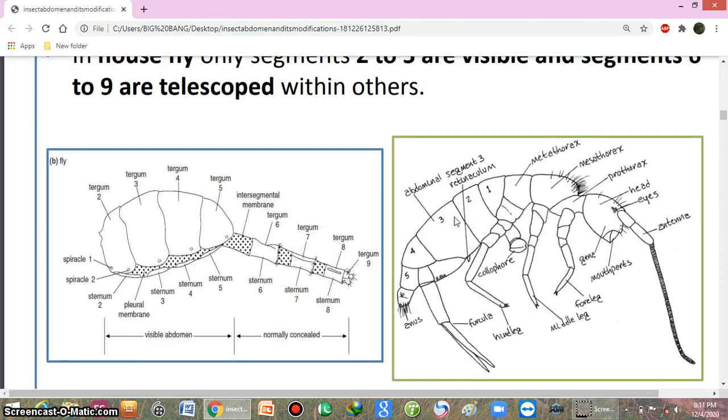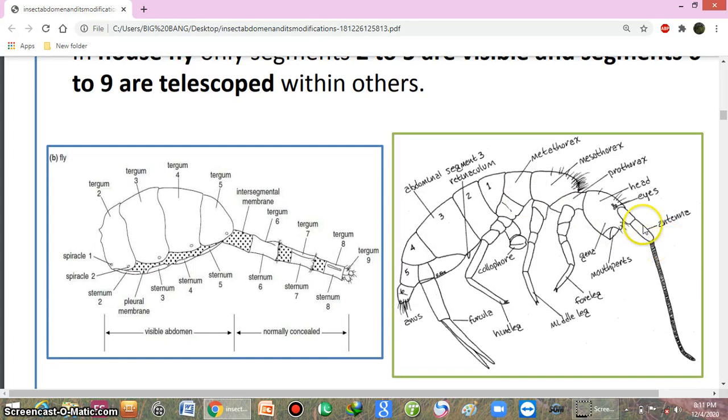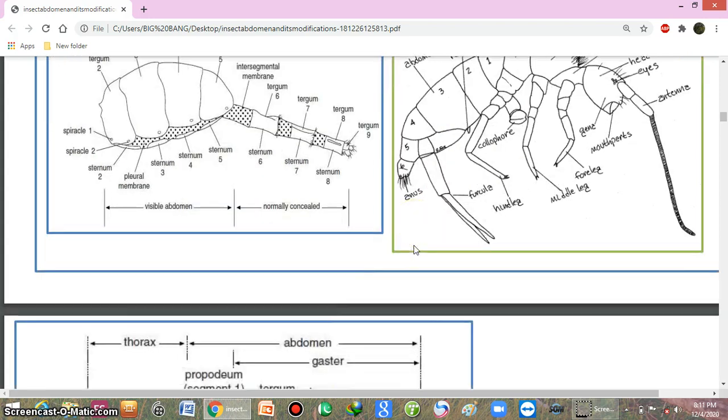This is the springtail. Here you can see its body segments. These are the antennae, the eyes, head, prothorax, then mesothorax, then metathorax. From the region of the thorax, 3 pairs of legs are evolved. This is foreleg, middle leg, hind leg. This is furcula, and this is anus. This is abdominal segment 3, known as the retinaculum.